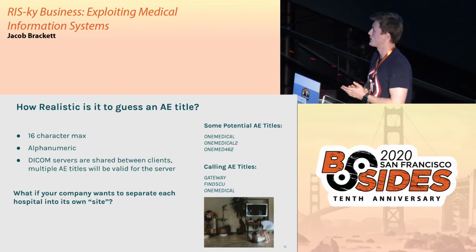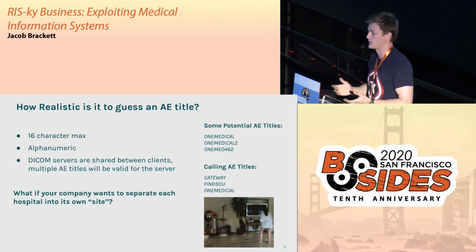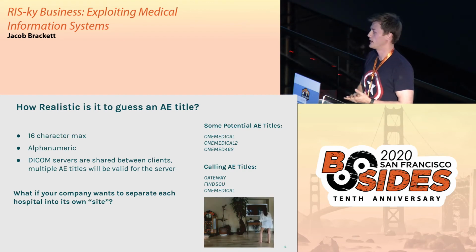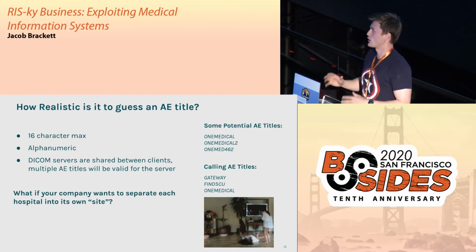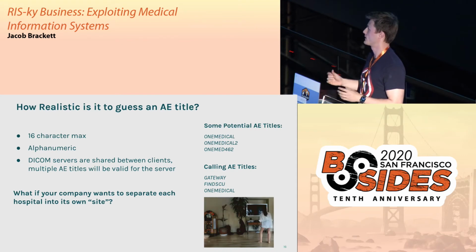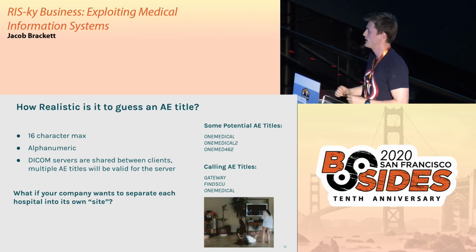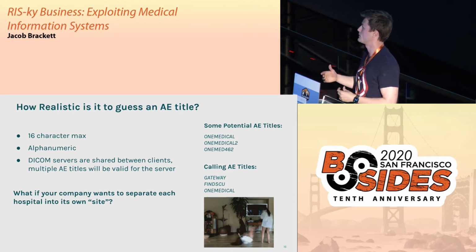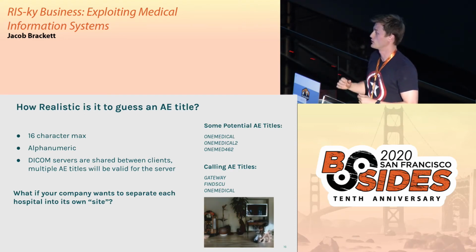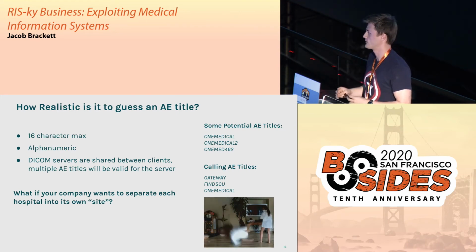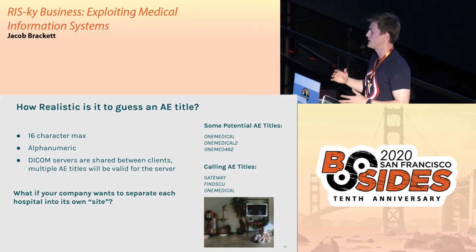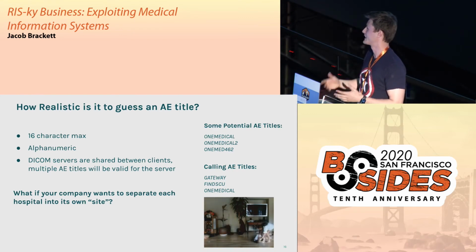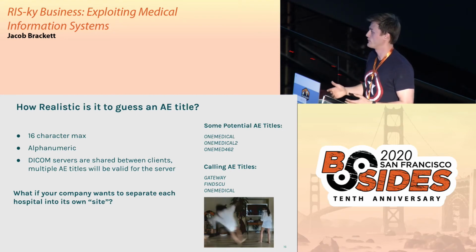So AE titles are the main portion of authentication for DICOM. How realistic is it to guess an AE title? Well, it turns out that these aren't really passwords. Sixteen characters for a password, alphanumeric, doesn't sound too bad, but consider that these are often made to be readable and recognizable by someone that's looking at it, so human readable. They're configured with names like One Medical, if that's who your client is, or One Medical dash 46789, if you want to add some random values at the end to make it a little bit harder to guess. Or they're configured with default values.